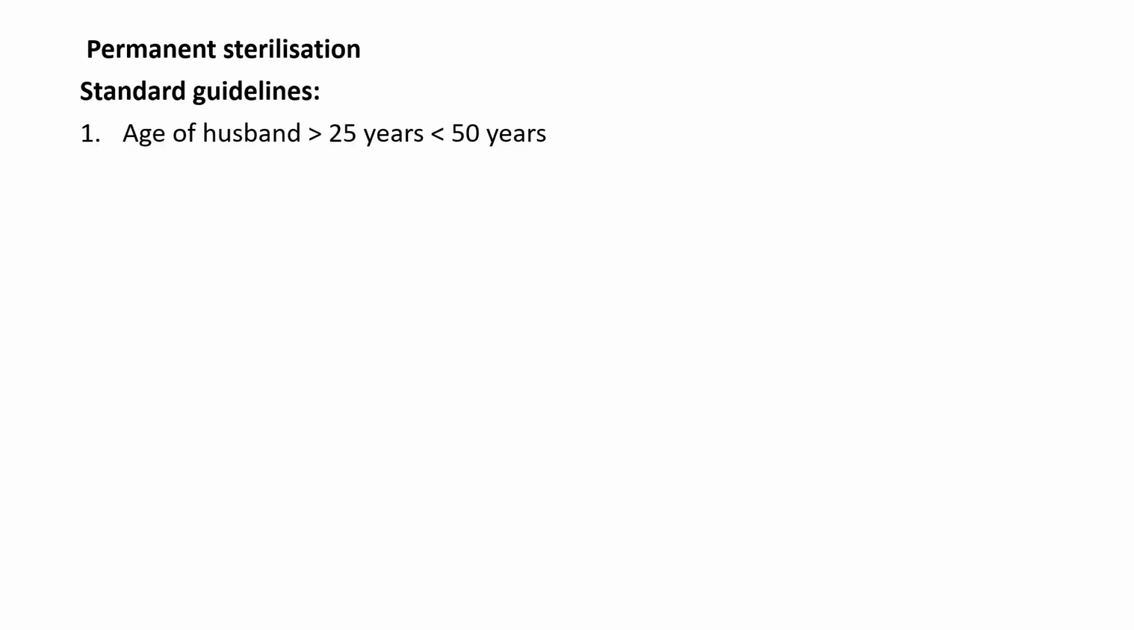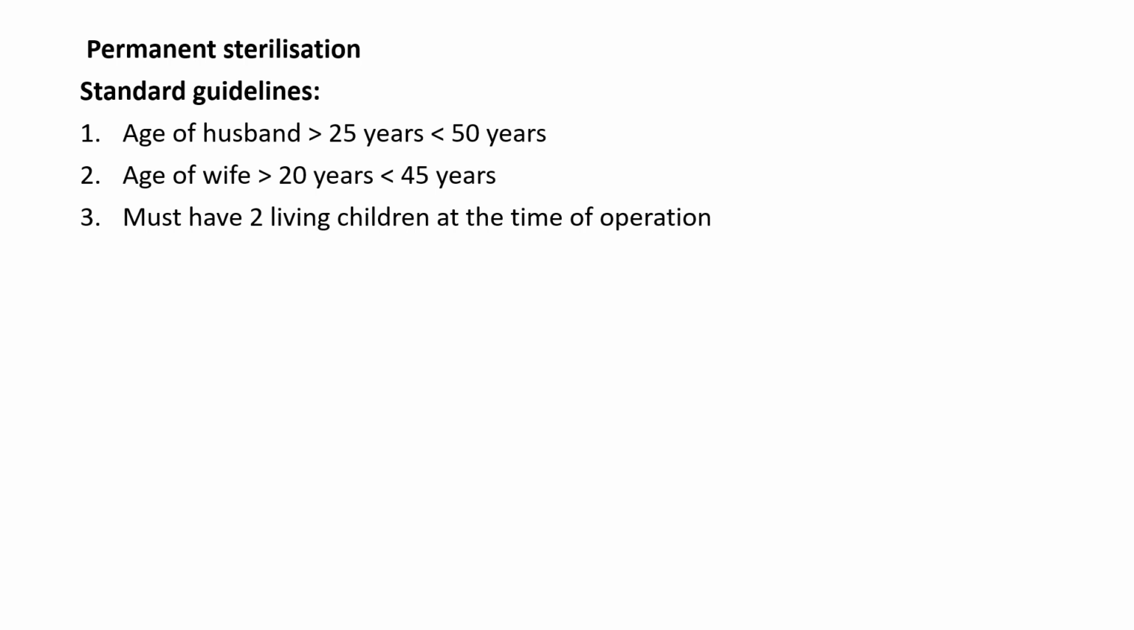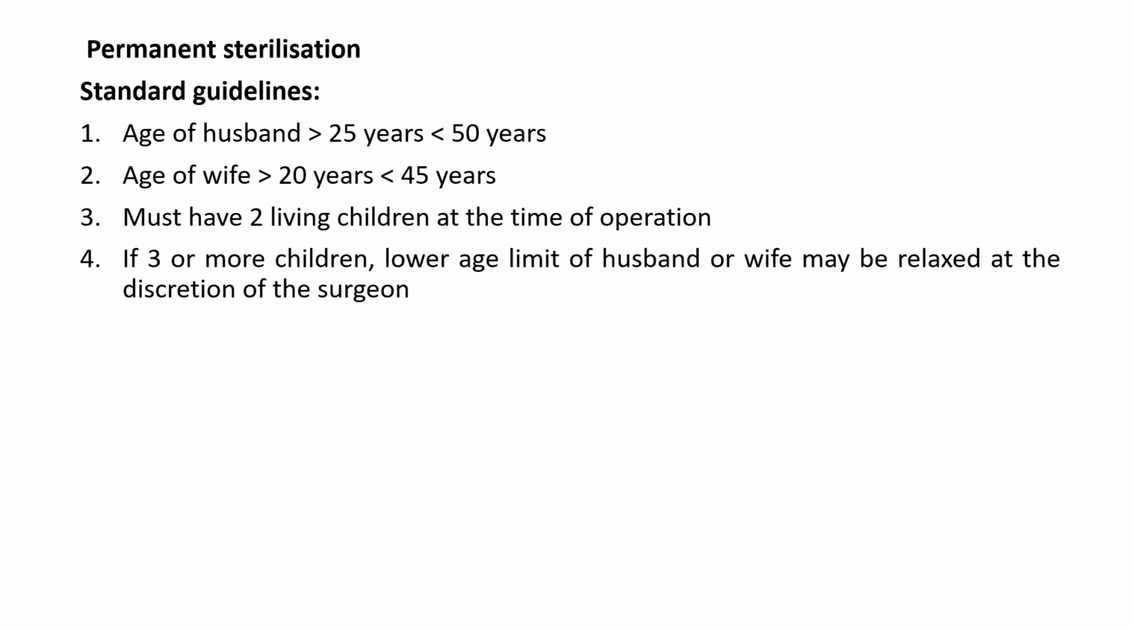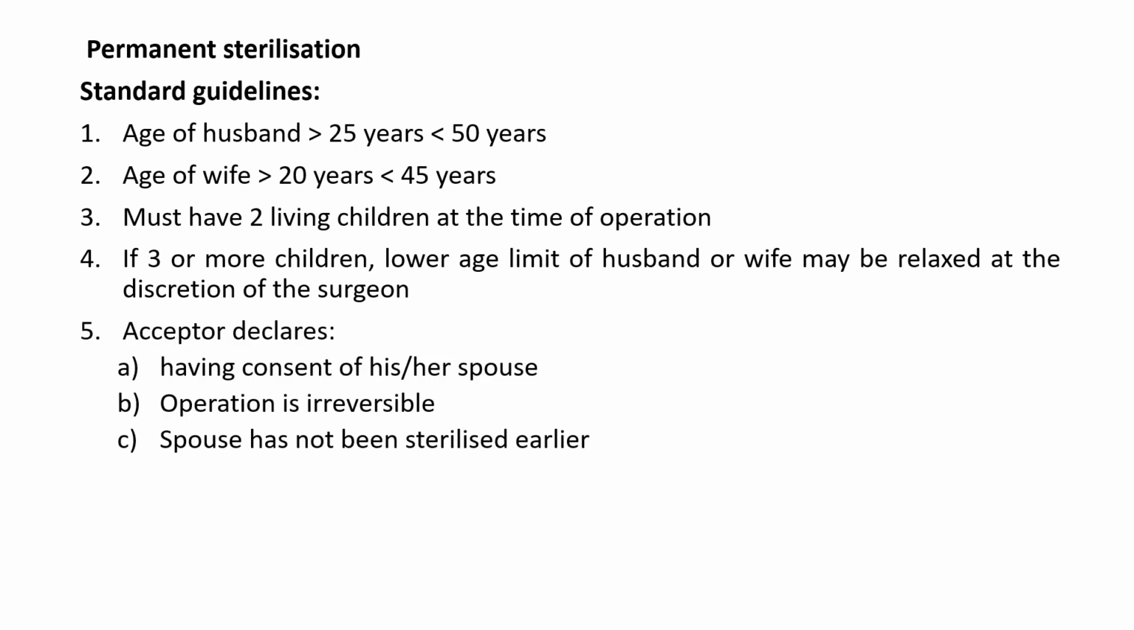The standard guidelines for suggesting permanent sterilization to any couple is only when the age of the husband is more than 25 and less than 50, age of the wife is more than 20 but less than 45, they must have 2 living children at the time of operation. And if 3 or more children, then the lower age limit may be relaxed at the discretion of the surgeon. And another thing, the acceptor must declare that there is consent of his or her spouse and has a clear understanding that the operation is irreversible and the other spouse has not been sterilized earlier.